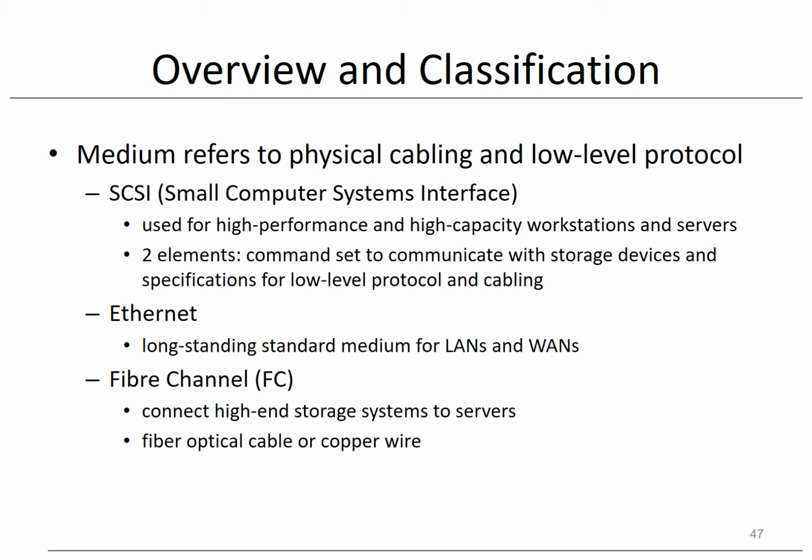Ethernet. This is the long-standing standard medium for local area networks, LANs, and sometimes wide area networks, WANs, mostly in combination with the Internet Protocol stack TCP/IP. It is not specifically aimed at storage-related data transfer. Fiber channel, FC. This is a more recent medium, developed specifically to connect high-end storage systems to servers. Originally, it was based on fiber optical cable, hence the name, but nowadays it also supports other cabling such as copper wire. Depending on the vendor, different topologies are possible.